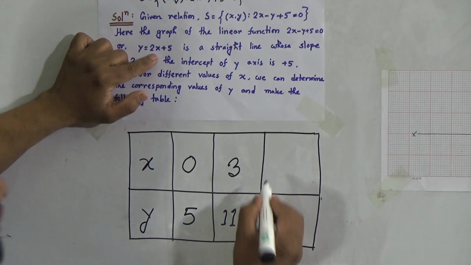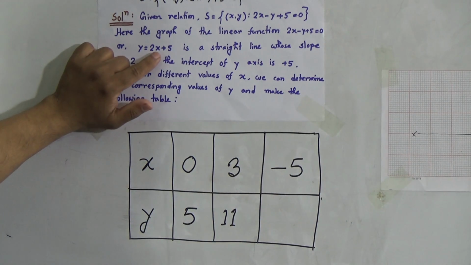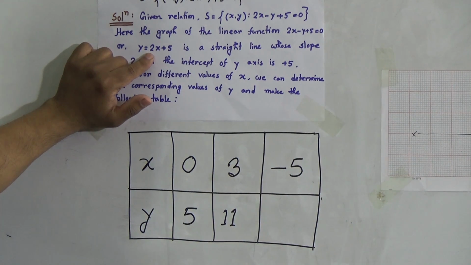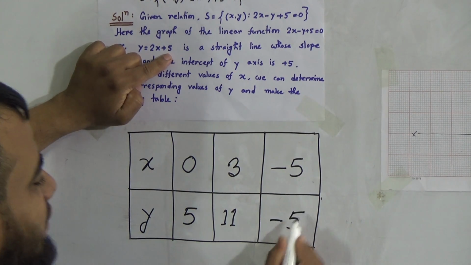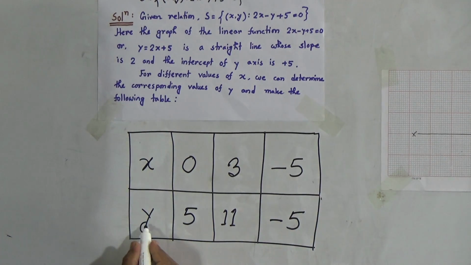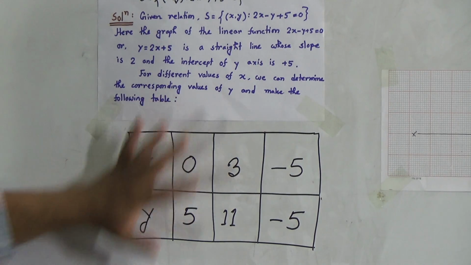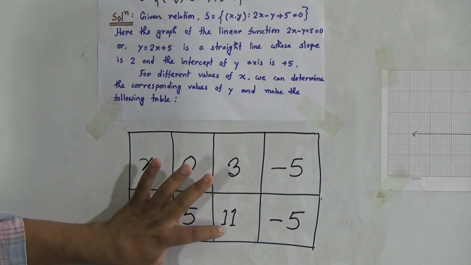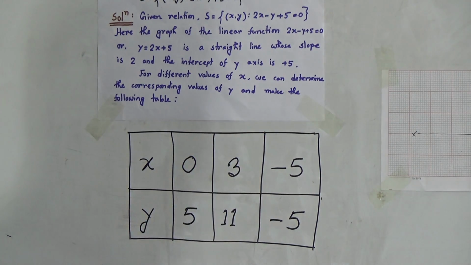Again, if we put the value of x equal to minus 5, then minus 5 multiplied by 2 is minus 10, then plus 5, that means minus 5. So if x equal to minus 5, then y equal to minus 5. Now these are the points. If x is 0, we get y equal to 5. If x is 3, we get y equal to 11, and if x equal to minus 5, then y equal to minus 5. My dear students, these are the 3 points we get.